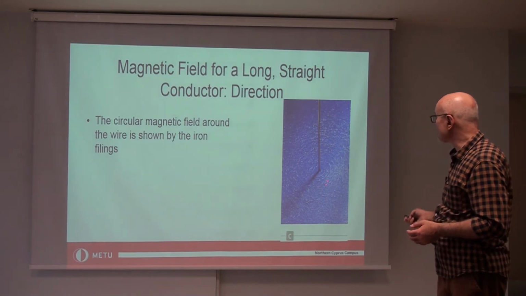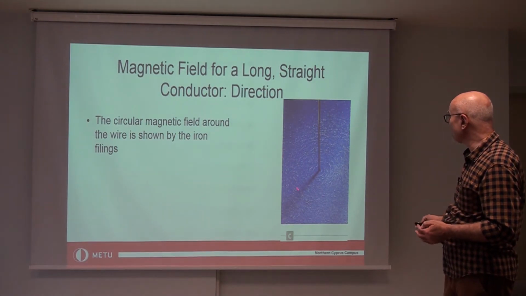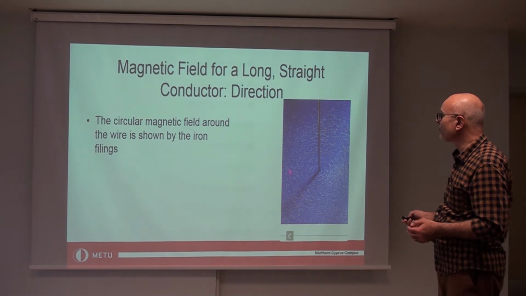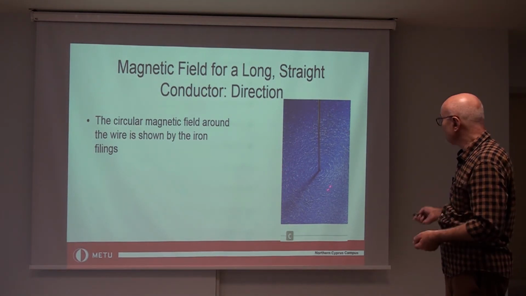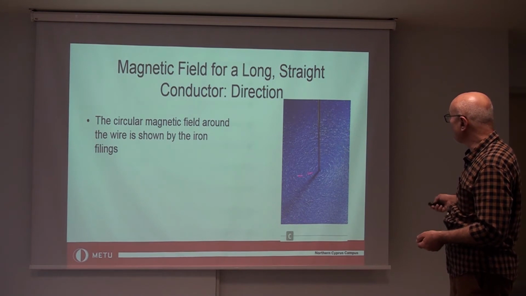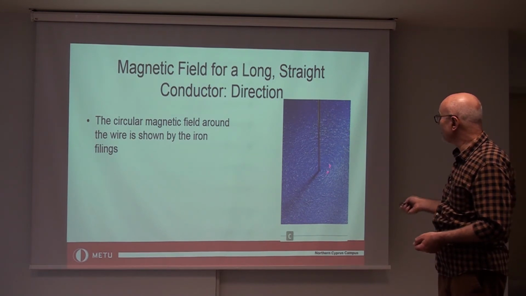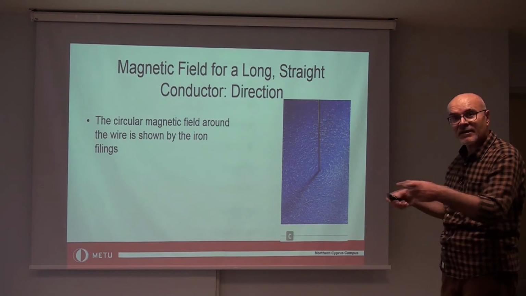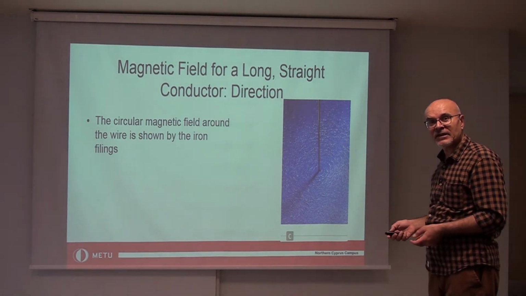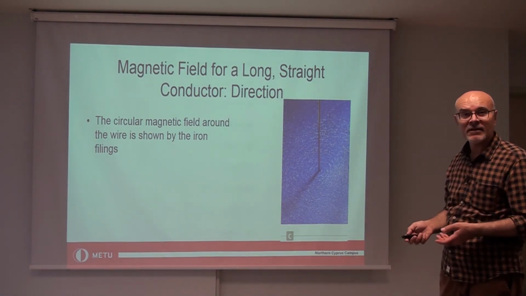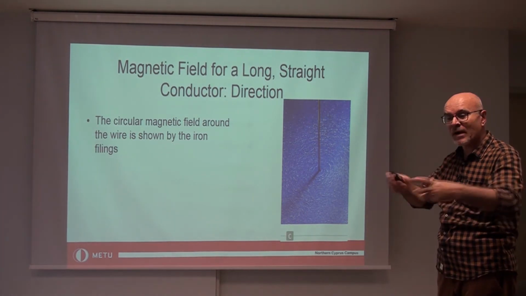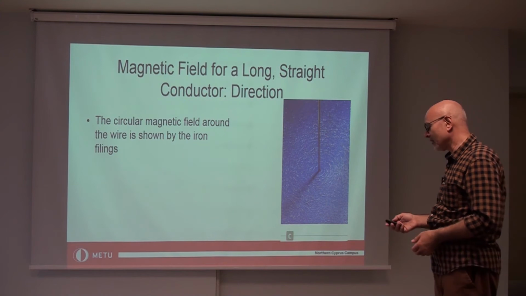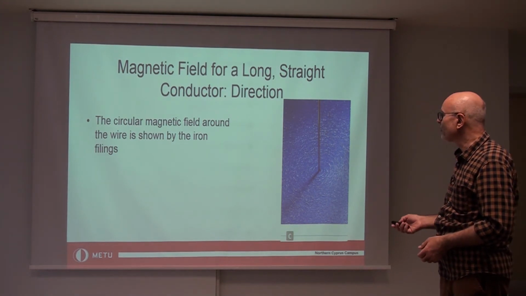This is a photo of a real experiment. If you put iron filings around a wire and shake it a bit, you will see that the iron filings arrange themselves in concentric circles that reflect the magnetic field lines. Probably you have done this experiment somehow, if not with this, then with real magnets to map the magnetic field lines in your high school.